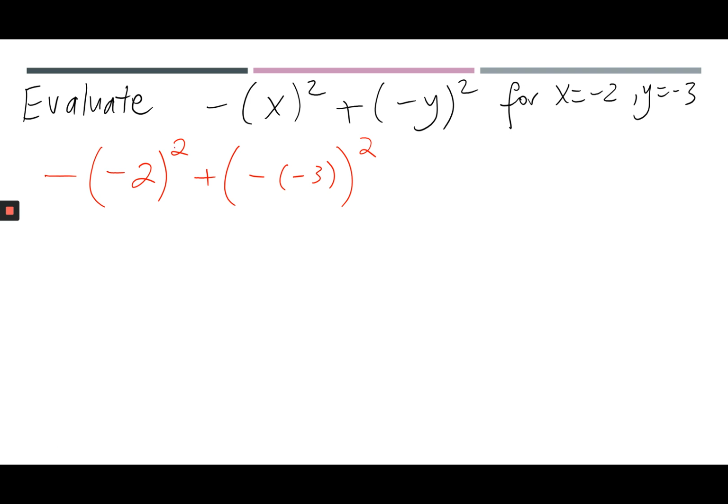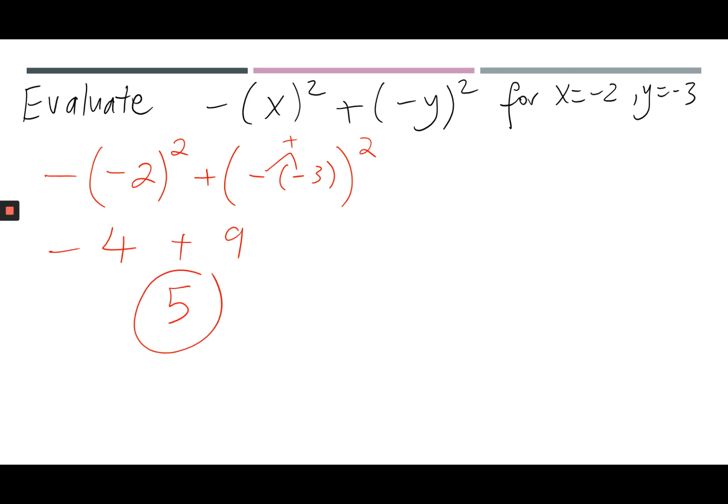What is -2 squared? -2 squared is -2 times -2, which is +4. This negative comes from the question, and -2 squared was +4. And a negative is going to be positive, and 3 squared is going to be 3 times 3, which is 9. This is +3, and 3 squared is +9. -4 plus 9 is +5.